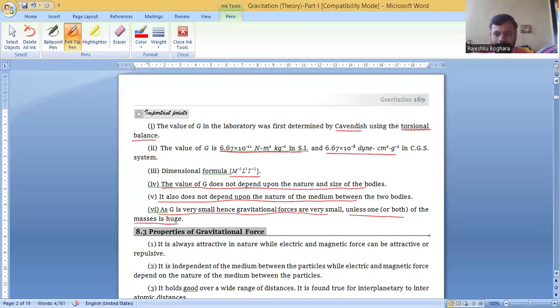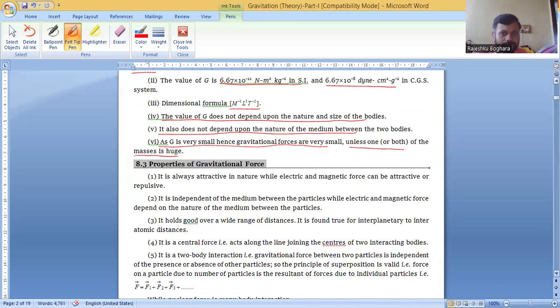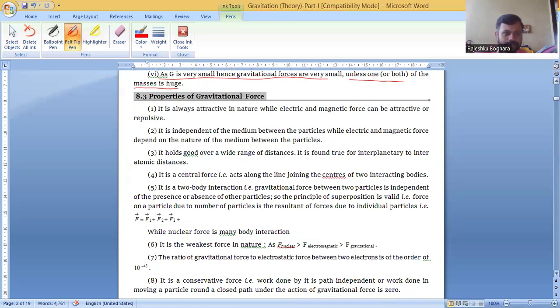Now, properties of the gravitational force. We have to remember all the properties. It is always attractive in nature, while electric and magnetic force can be attractive or repulsive. Gravitational force is always attractive. It is independent of the medium between the particles, while electric and magnetic force depend on the nature of the medium between the two particles.